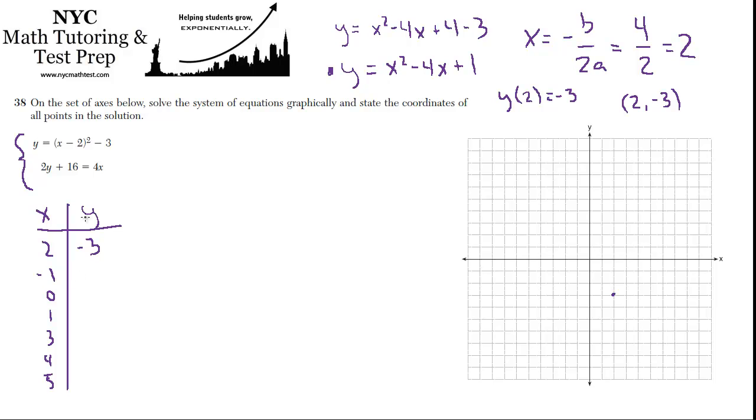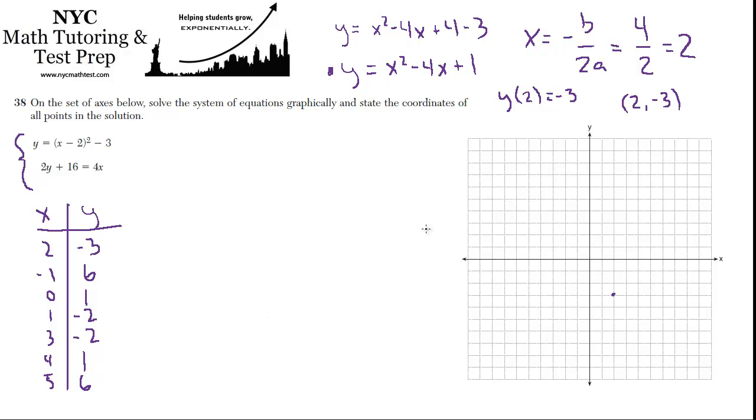So if we plug in negative 1, we're going to get negative 1 minus 2 is negative 3, squared is 9, minus 3 is 6. 0 minus 2 is negative 2, squared is 4, minus 3 is 1. 1 minus 2 is negative 1, squared is 1, minus 3 is negative 2. And now you're going to see a pattern. 3 minus 2 is 1, squared is 1, minus 3 is negative 2. 4 minus 2 is 2, squared is 4, minus 3 is 1, and you guessed it, 5 is going to be 3, squared is 9, minus 3 is 6. So this is looking like a parabola, isn't it?